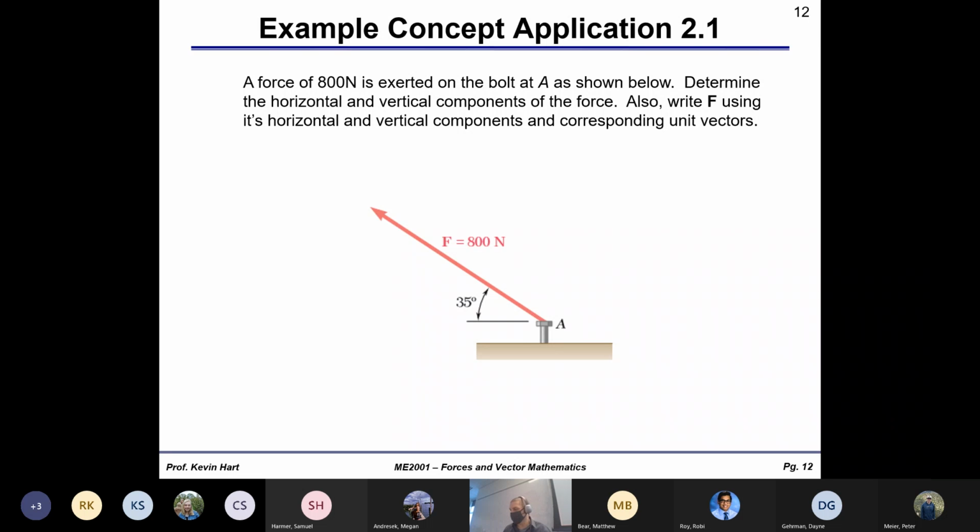So here we have a force of 800 newtons exerted on this bolt at A. I want to determine horizontal and vertical components and also write this force F using horizontal and vertical components with the unit vectors that are appropriate.